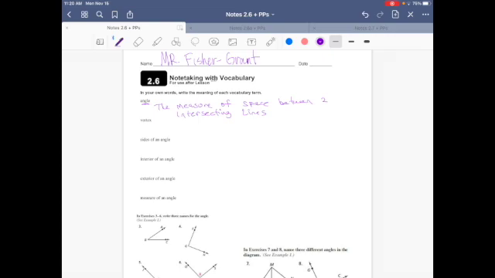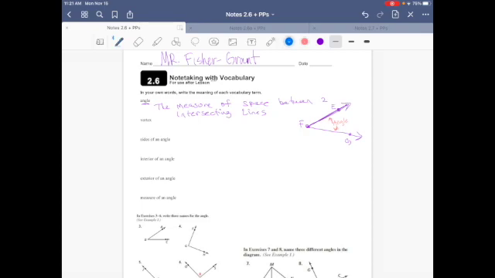So the way that looks is if I've got a line here, or this is more of a ray, but that's okay. I've got another one here. Let's call this E, F, G. The angle is going to be this space here. This is the angle. So it is the space in between two lines.